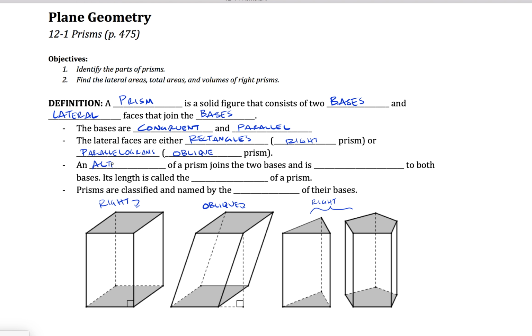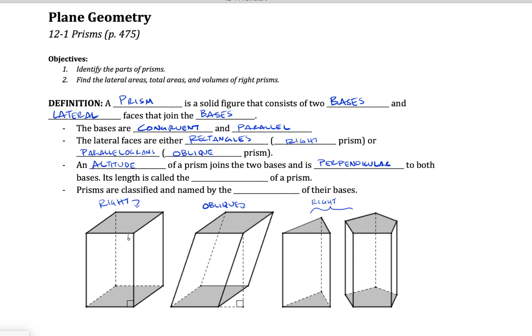An altitude of a prism is a segment that would join the two bases and be perpendicular to both of those bases. So if I look at this first prism that I have here, this edge right here, and in fact any of these vertical edges, it's got 4 of them that are vertical in this picture, you can see each of those edges is a segment that's joining the two gray parts, the two bases.